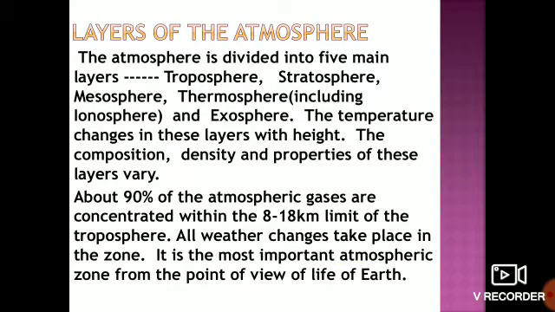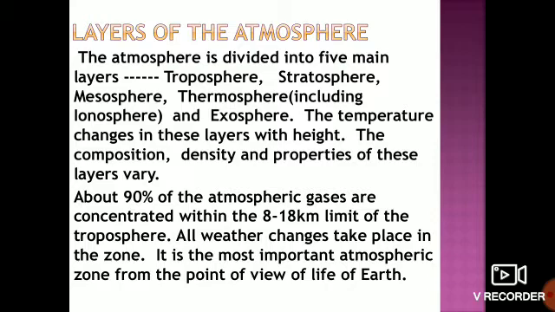Layers of the atmosphere. The atmosphere is divided into 5 main layers: troposphere, stratosphere, mesosphere, thermosphere, including the ionosphere, and exosphere. The temperature changes in these layers with the height. As I go to height, the temperature changes in each layer of the atmosphere. The composition, the density, and the properties of the layers also vary. About 90% of the atmospheric gases are concentrated within 8 to 18 kilometers. I'll show you the diagram.